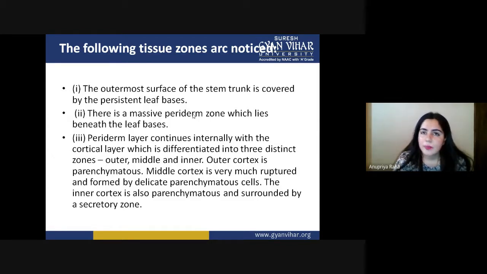Outer cortex is parenchymatous, simple, made up of parenchymatous cells. Middle cortex is much ruptured and formed by delicate parenchymatous cells. So basically, in the middle cortex, most of the cells have been ruptured, broken by some pressure or anything.